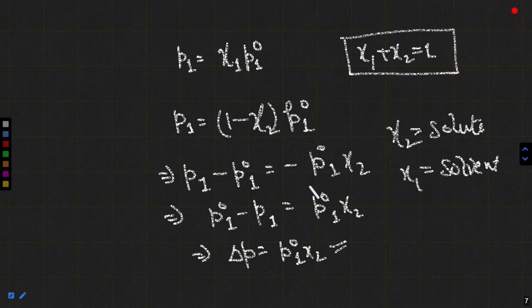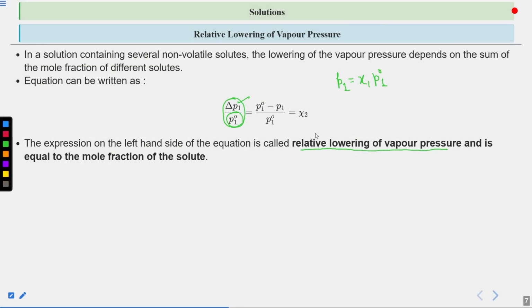I hope it is clear to all of you now, whoever has missed this part. Now we got this relation here. I have just multiplied this P naught 1 on the left hand side to get this final equation. Now why is it called relative lowering? Because our vapor pressure has been decreased by delta P amount. And if we find this value in relation with this P naught 1, then we call it relative lowering. This is the lowering, and this whole term is the relative lowering.